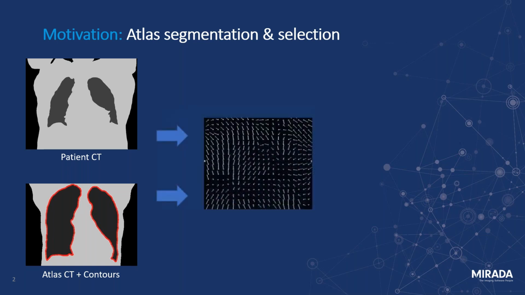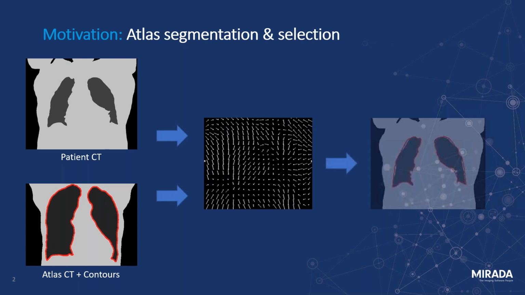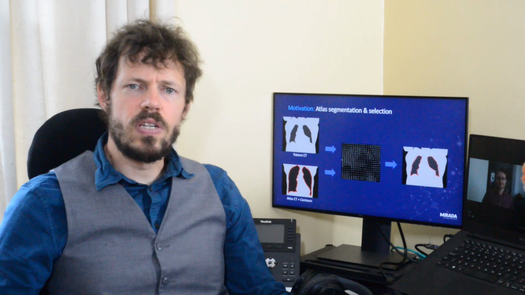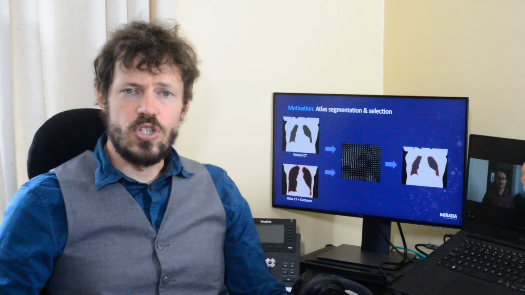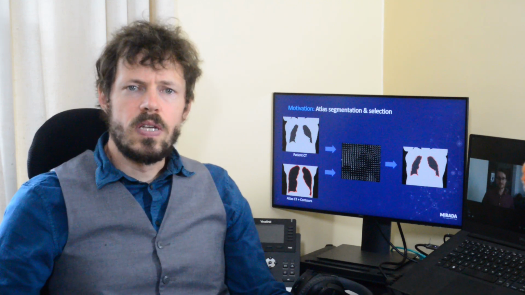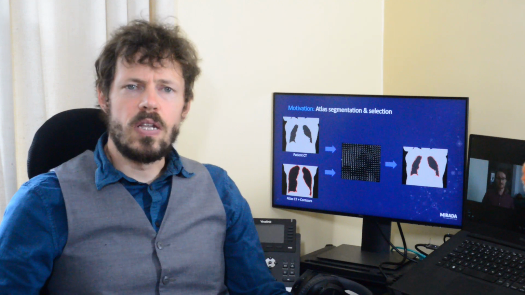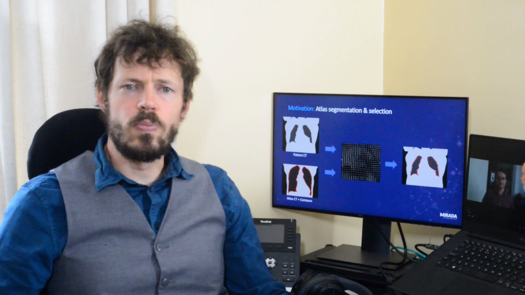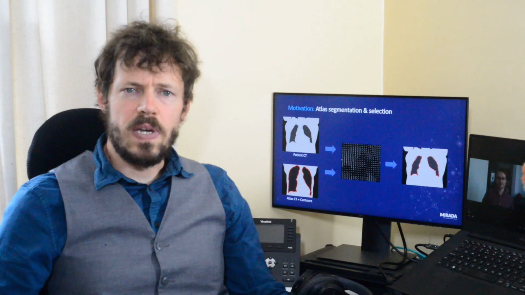Using deformable image registration, we can register the atlas image to the patient image and use that registration field to warp the contours from the atlas onto the patient. Atlas contouring is very sensitive to the quality of the registration, but also to the choice of atlas. Registration typically performs best where there's a low amount of deformation to be performed. So if we can find an atlas which is very similar to our patient and we don't have to deform the image as much, we should expect a better contouring result.